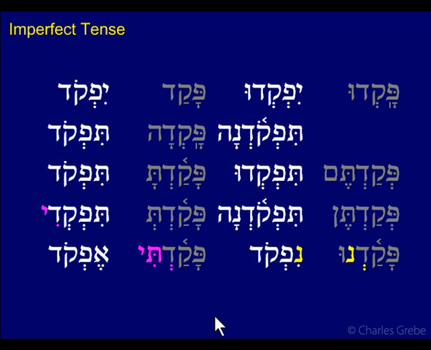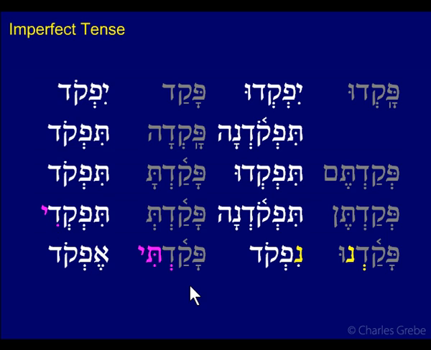Okay, this I put in just because I don't know whether other people are bothered by this, but these are two points that I have sometimes confused between the imperfect and the perfect. The first here, we'll look at the pink. This here is the 2FS, talking to a single lady or a single girl. Tifkadi has an E ending. The suffix here is hiriq yud.